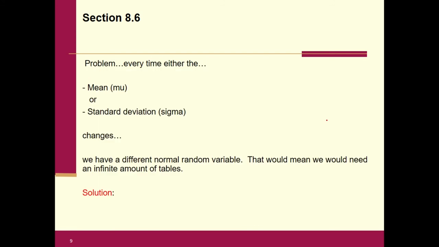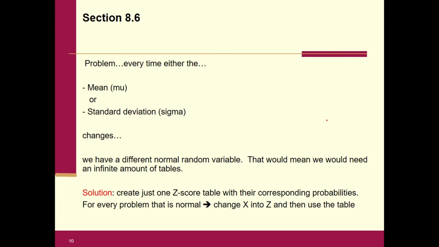So here's our problem and here's our solution. Create just one table that has z-scores, and we call it the standard normal table. We create one z-score table with the corresponding probabilities. For every problem that is normal, we change x into z, and then we use that one table. That's the idea here.